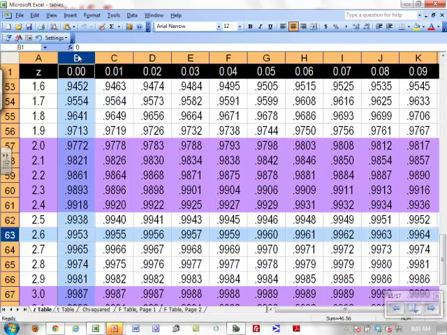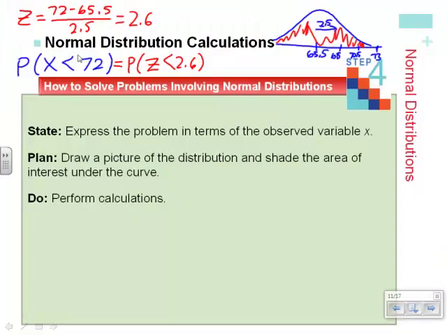And that proportion matches our intuition based on our drawing. So we believe that the proportion of the population that has a z-value less than 2.6, which matches up to the proportion of the population of young females that are shorter than 6 feet tall, is 0.9953. And we can put that in there. 0.9953.